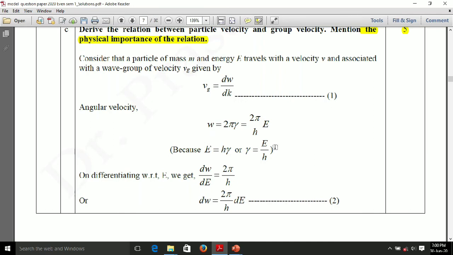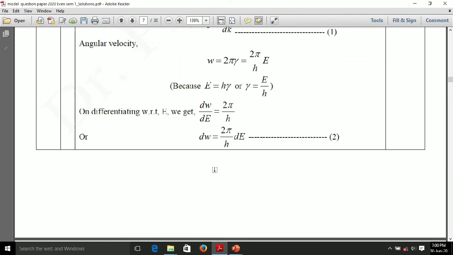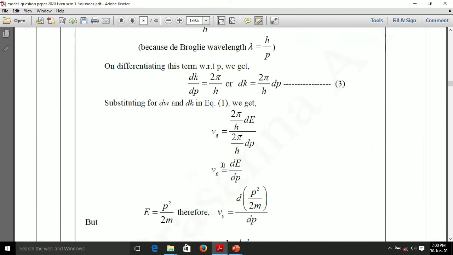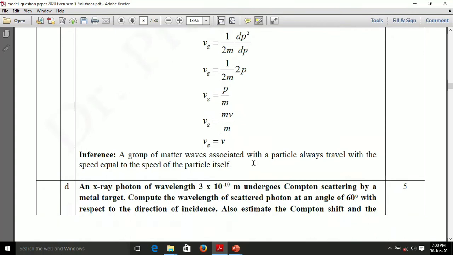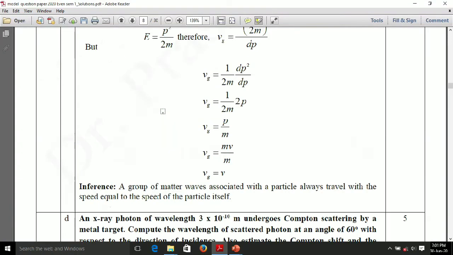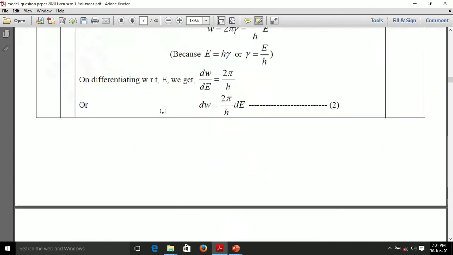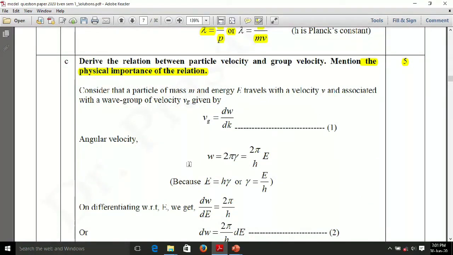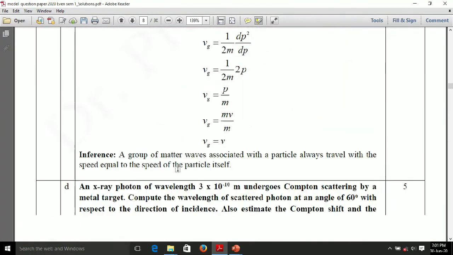And this derivation requires the expression for group velocity, and then you have to derive the expression for d omega and dk, and then on substituting you will get the required solution. So this is the inference, the physical importance of this equation. Right.